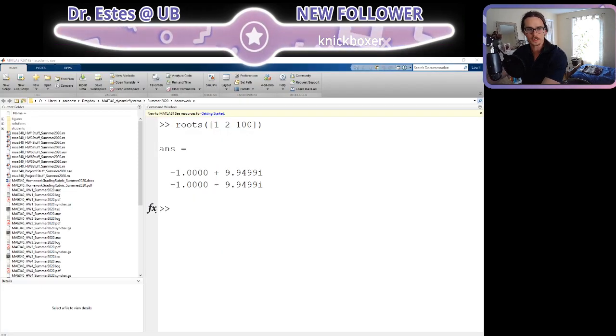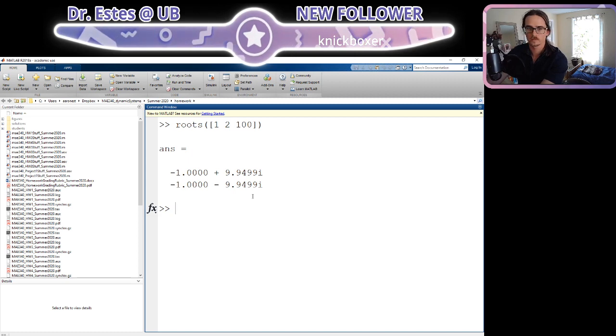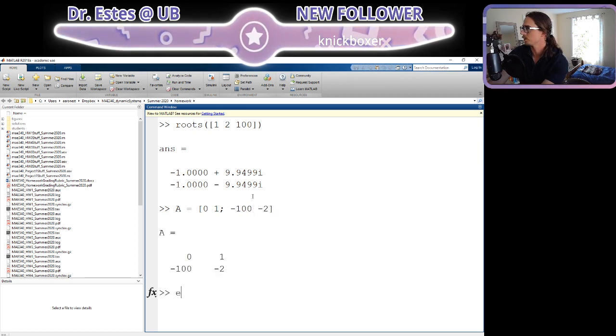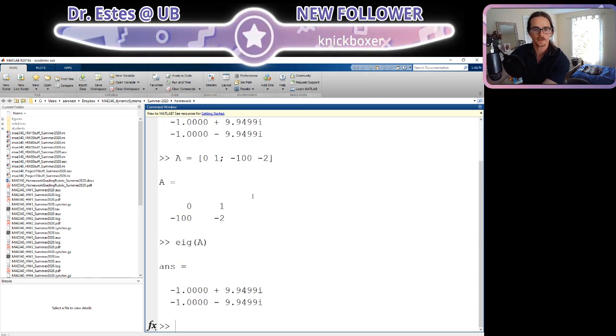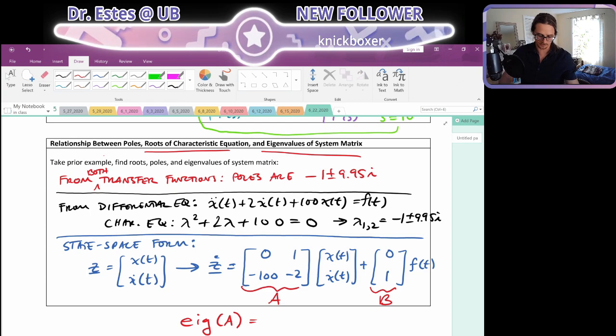why don't we do this in MATLAB? So I'll make that A matrix 0, 1, minus 100, minus 2. If I take the eigenvalues, same thing. As expected.